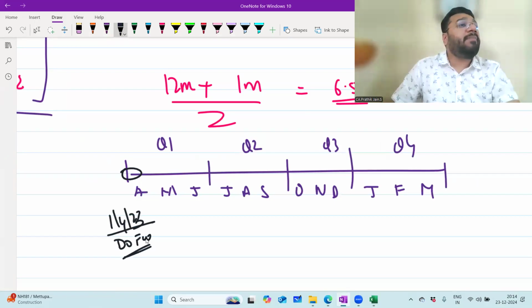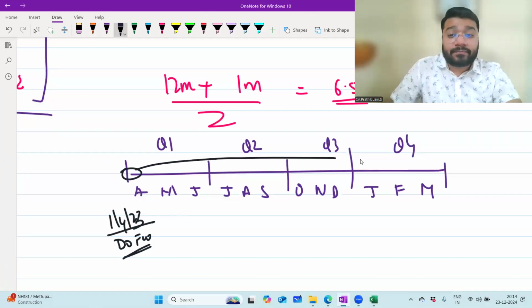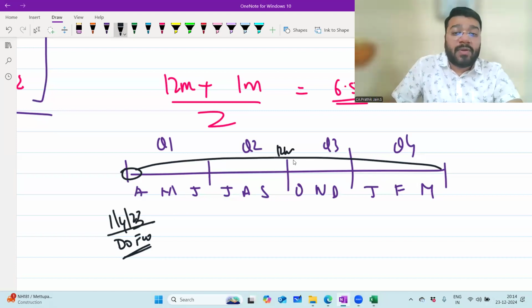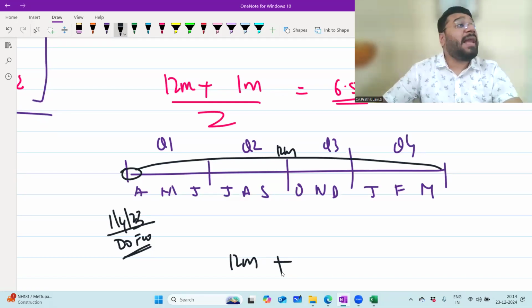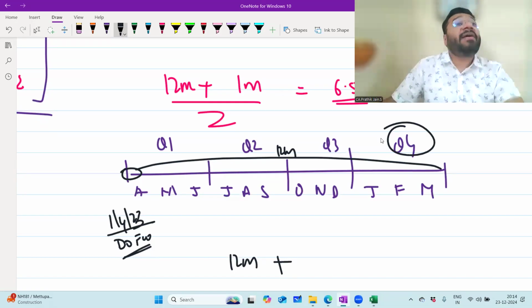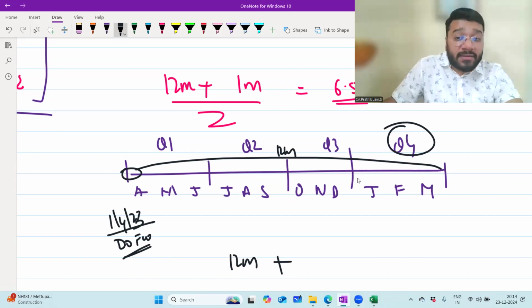If I'm withdrawing this money, for how many months am I enjoying it? 12 months. When is my last withdrawal happening? Quarter 4. When in quarter 4? Beginning of quarter 4, which is 1st of Jan 24.